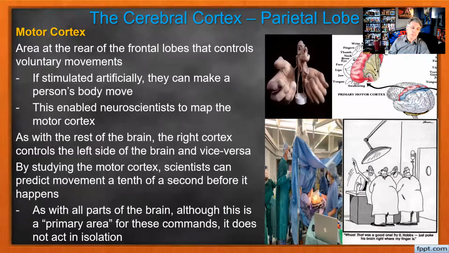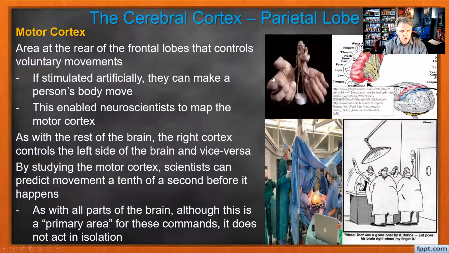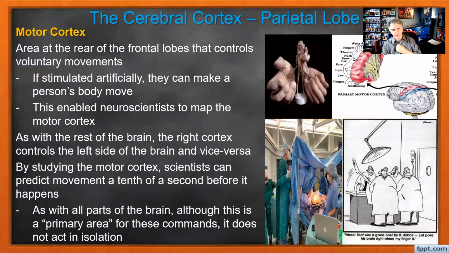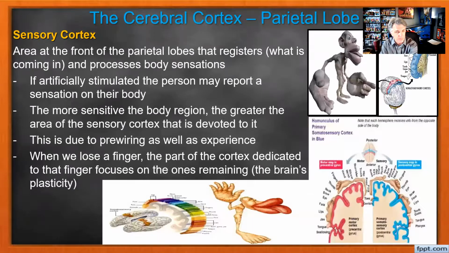The motor cortex, on the other hand, is the part of the parietal lobe that is responsible for telling the body what to do. Again, you see right here, this is motor man. You see really big hands and really big lips because more of the motor cortex is dedicated to the hands and the lips. And what's interesting about this is that it can be manipulated through surgery, which, by the way, is true of the sensory cortex as well.